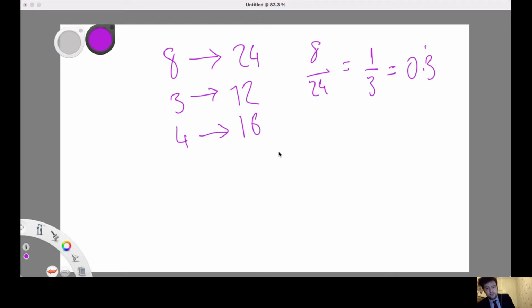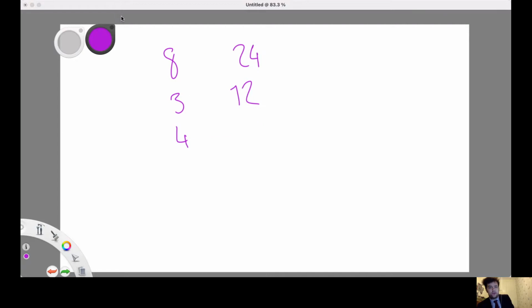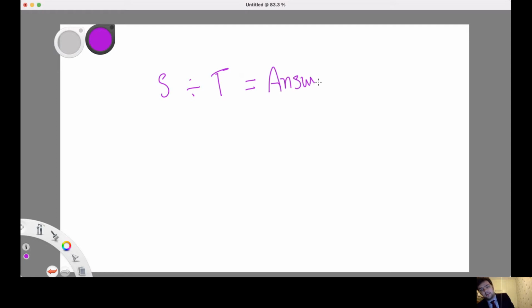4 out of 16, you just pop that into your calculator. 4 divided by 16, and you'll find that's 0.25. And that is what you do. You just take the value of the condition, the smaller number, and you divide it by the total. So you take the small number and divide it by the total. That is your answer as a decimal.